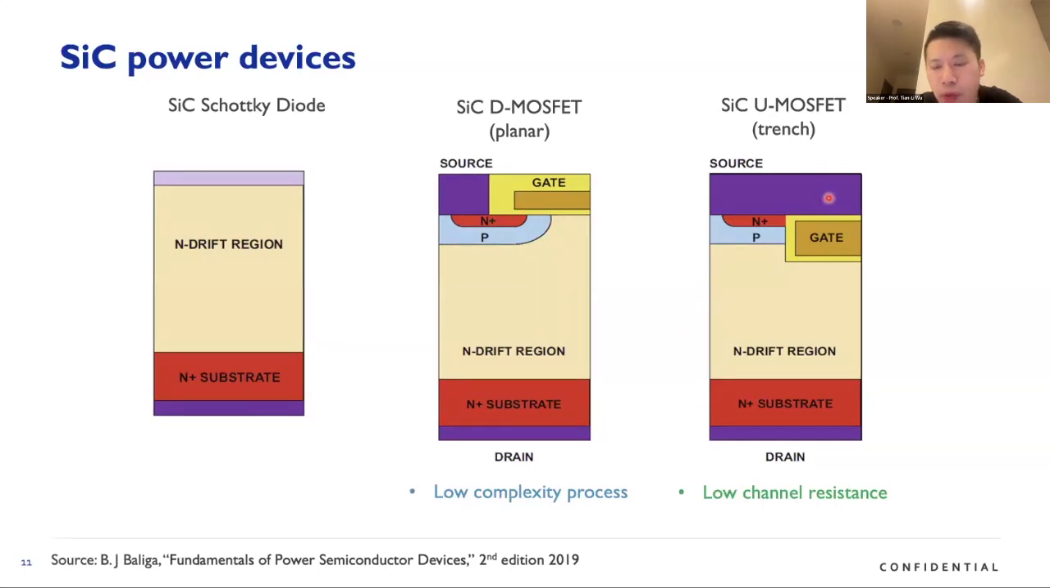On the other hand, we can also fabricate the trench MOSFET, where we etch away this region and fabricate a vertical channel, and therefore the electrons flow from the source through this vertical channel to the drain. One of the attractive advantages of the UMOSFET is that we can achieve very low channel resistance.